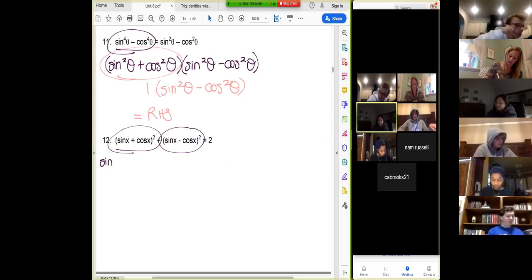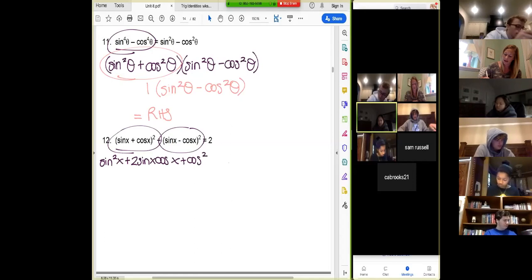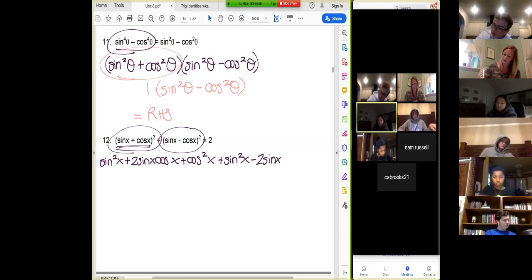So the first one would become sine squared. If I did the outer terms and the inner terms together, that would be sine times cosine, so 2 sine times cosine. And then plus cosine squared. And that's all just from this first one. Then I would do the same thing with the second one. So sine times sine is sine squared. Outer and inner, this time because of the minus, gives me minus 2 sine times cosine. And then the last terms would turn into cosine squared.